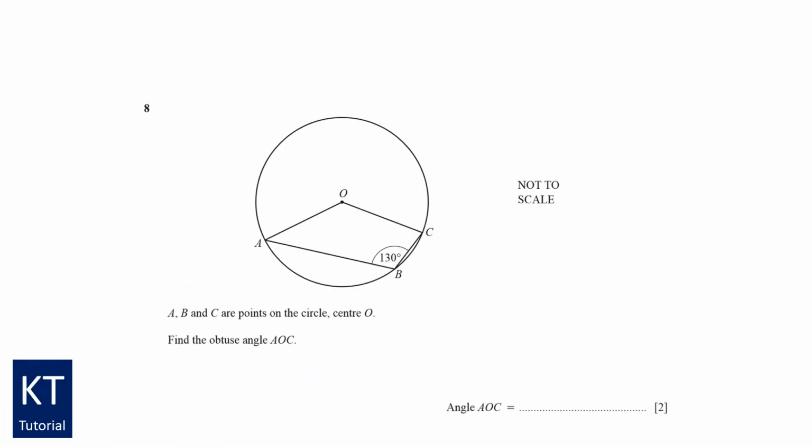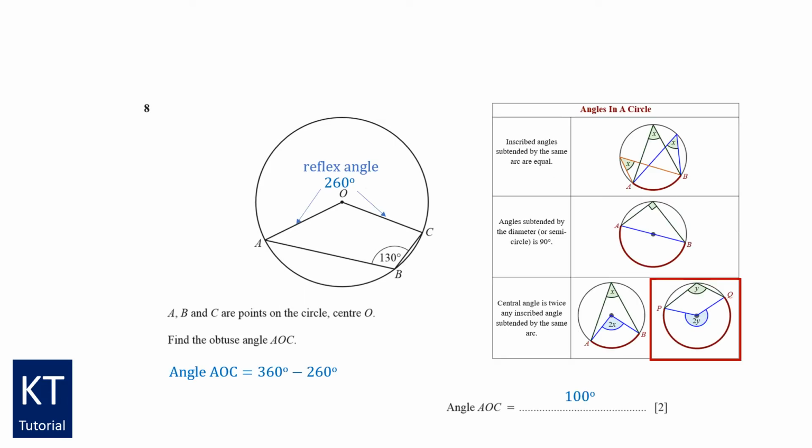Question 8. A, B, and C are points on the circle, center O. Find the obtuse angle AOC. Knowing that the reflex angle in the diagram is double that of 130 degrees, the obtuse angle AOC is simply the difference between 360 degrees and this reflex angle.